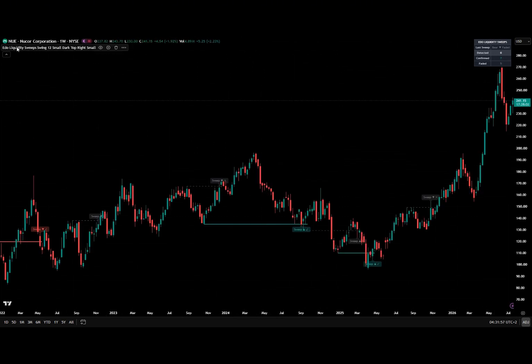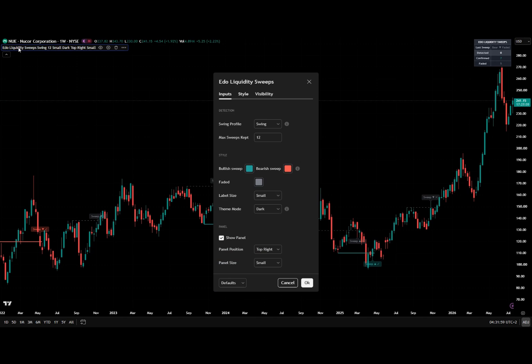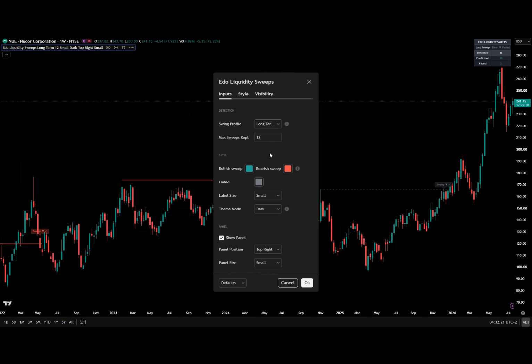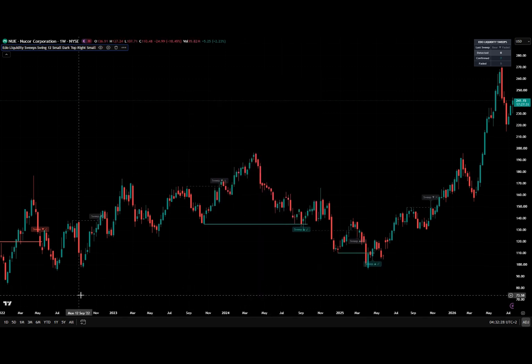Let's open the settings. The most important choice is the profile. It sets how big a swing has to be before its liquidity is tracked. Scalper reacts to small, fast swings. Swing is the balanced default, and long-term only tracks the major highs and lows. On Nucor Weekly, moving to long-term thins the chart down to the big levels, cancel puts it back. Match the profile to your timeframe, faster for intraday, slower for the big picture.